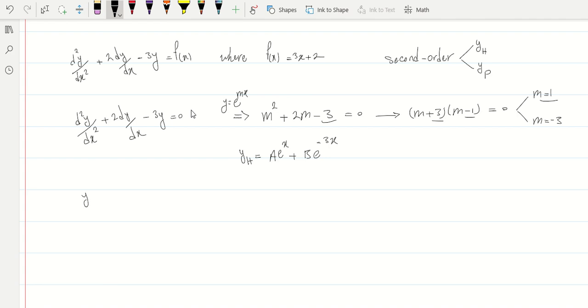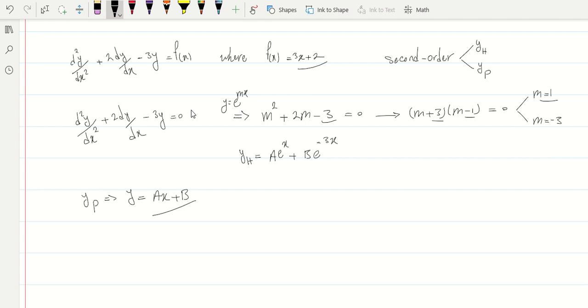Now, in order to find the particular solution as well, we're going to say that the general formula for y would be equal to ax plus b. Since our f of x is equal to 3x plus 2, our general formula for the particular solution would be ax plus b, which is the more general format of 3x plus 2. Now I'm going to substitute ax plus b into this differential equation.